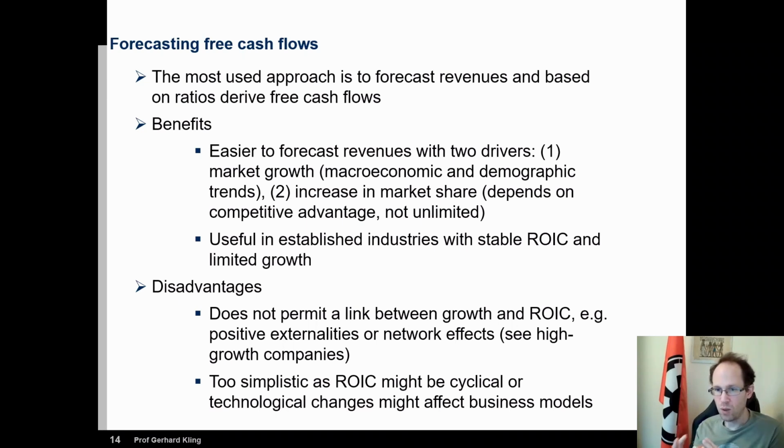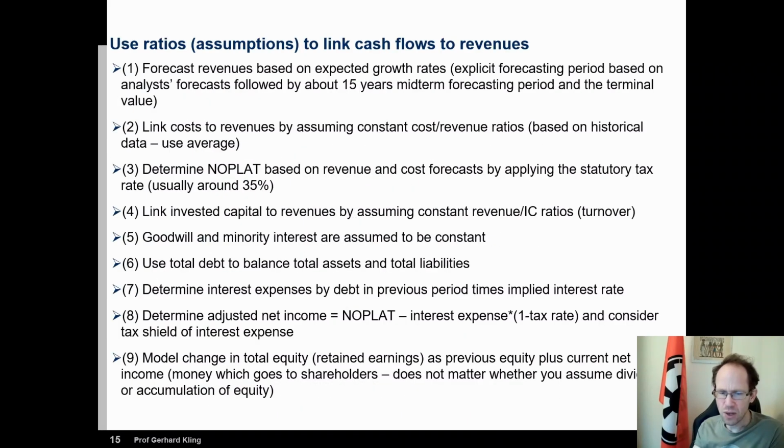But for our example, if you look at Kellogg's operating in consumer goods, you can use this method quite successfully. In other cases, you might need to modify it. So how does it work? So these here are the mechanics.